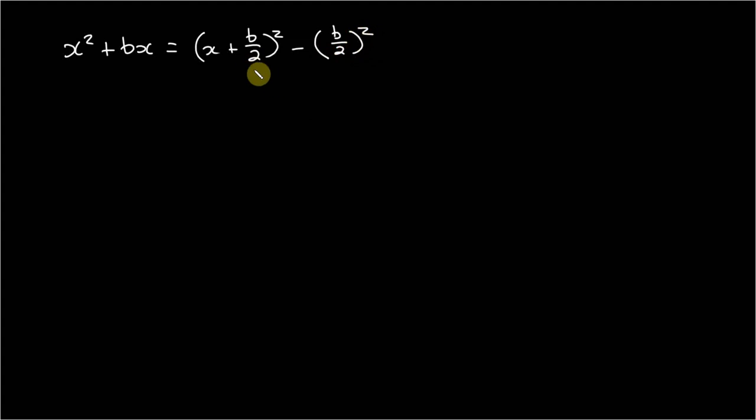Hello, in this video I'm going to talk a little bit more about completing the square. In general, we know that when completing the square, if we have something like x squared plus bx, to keep it really general, this is going to equal (x plus b over 2) squared minus (b over 2) squared. This is the general formula that we need to remember when completing the square.